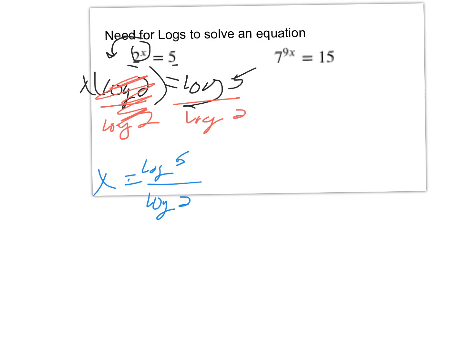Okay, so now here's where the calculator comes in. So can I use my calculator? Thank you. Give it to her. All right. I guess not.